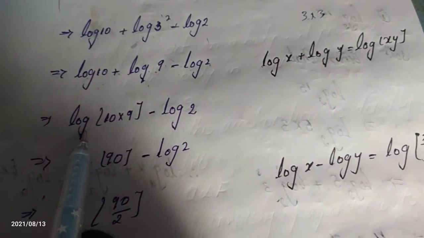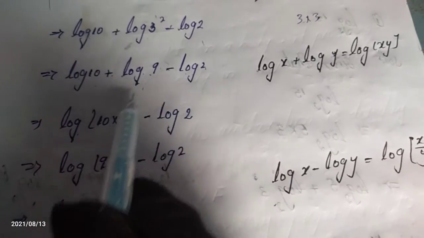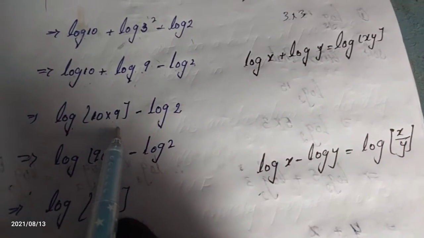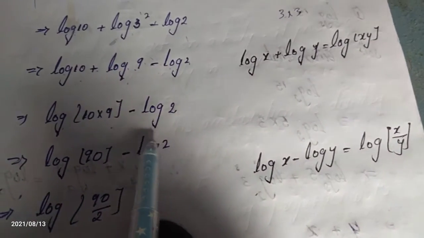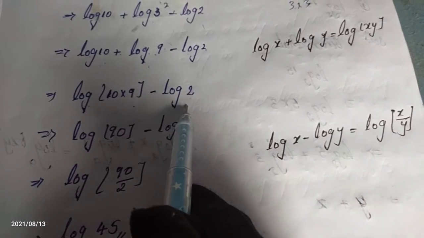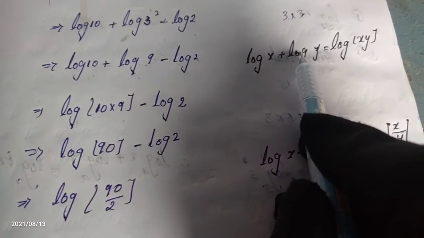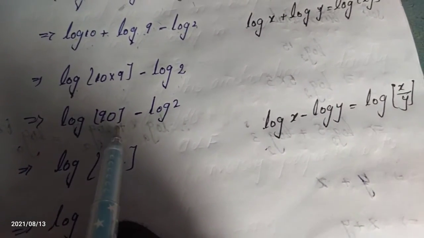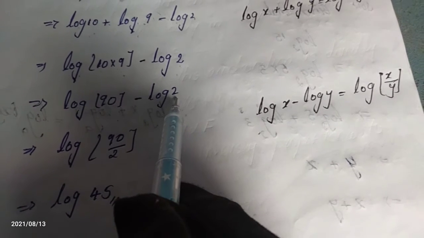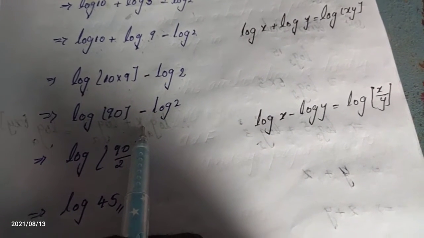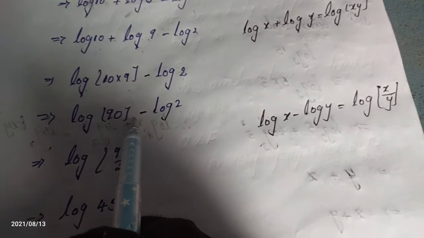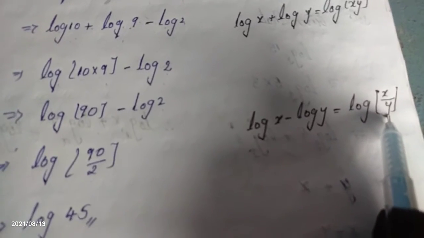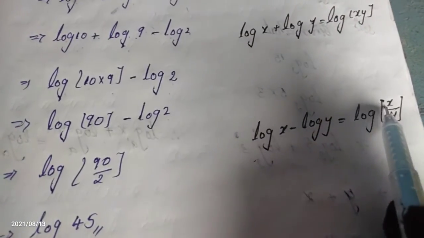On the next step, what we have to do? Log 10 into 9. According to this law we can write this expression. The remaining term, minus log 2, is as it is. Up to that clear? Come to the next step. Log of 10 times 9 is log 90, minus log 2 is as it is. Again we have to use the second formula. What is that? Log x minus log y is equal to log x by y, which means if you have the minus, we divide the two terms.